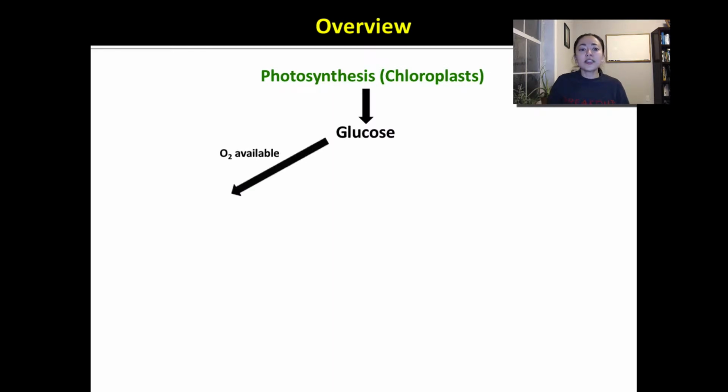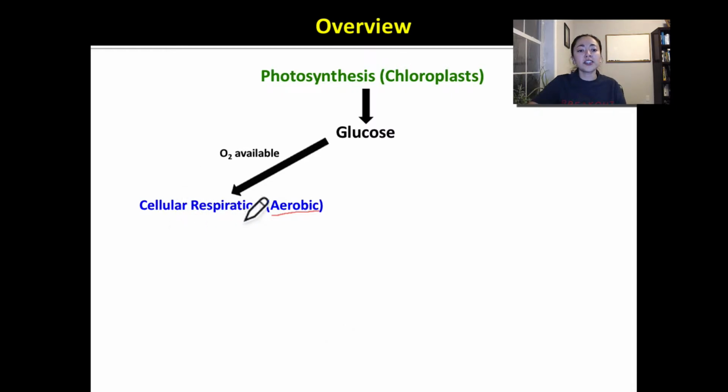So when oxygen is available, organisms will typically break down glucose in a process called cellular respiration. Cellular respiration is also called aerobic respiration. Aerobic means it uses oxygen. And you could think about this as if you've ever done any aerobic exercises. When you're doing aerobic exercises, you're using a lot of oxygen, and that's why they're called aerobic.